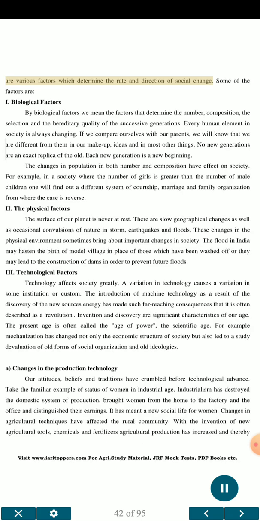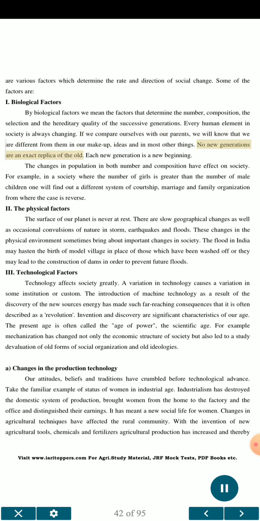There are various factors which determine the rate and direction of social change. Some of the factors are biological factors. By biological factors we mean the factors that determine the number, composition, the selection and the hereditary quality of the successive generations. Every human element in society is always changing. If we compare ourselves with our parents, we will know that we are different from them in our makeup, ideas and in most other things.